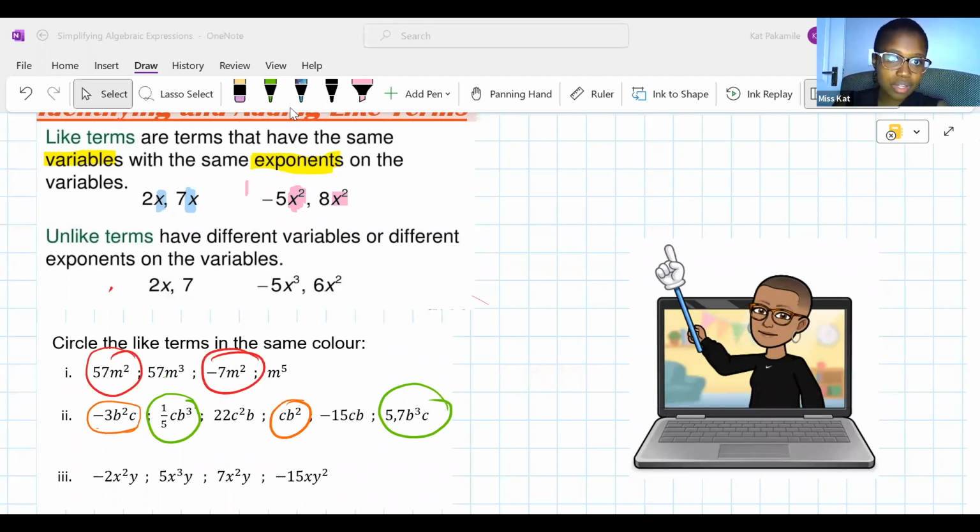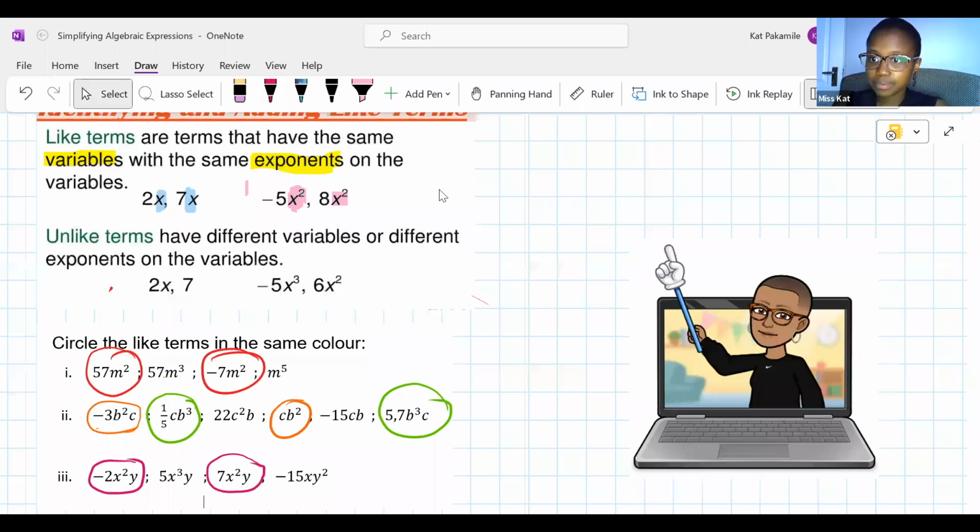Eddie, I'll give you a chance just now. Chichi, do you want to identify the last like terms? Yes, ma'am. Negative 2x to the power of 2y is a like term with 7 to x to the power of 2y. Beautiful. Thank you, Chichi.